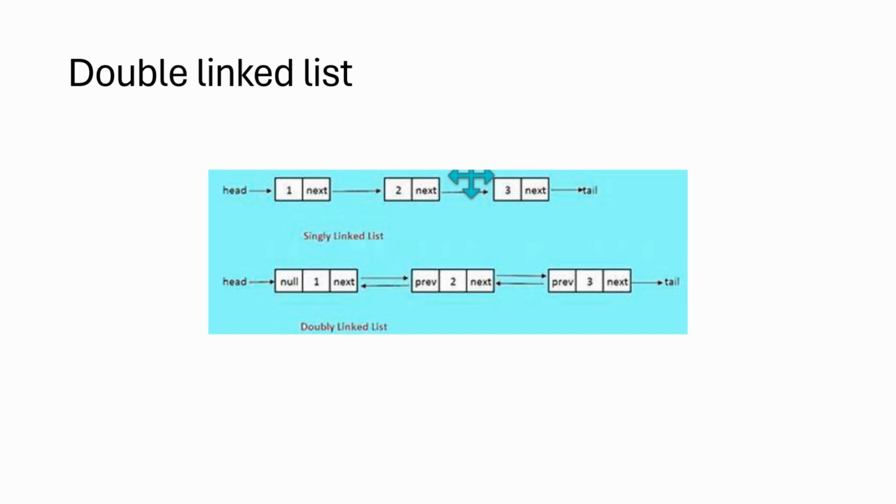But coming back to this, the difference between the single and the double is that the double has two pointers. Think of it this way, where a single has a single pointer.